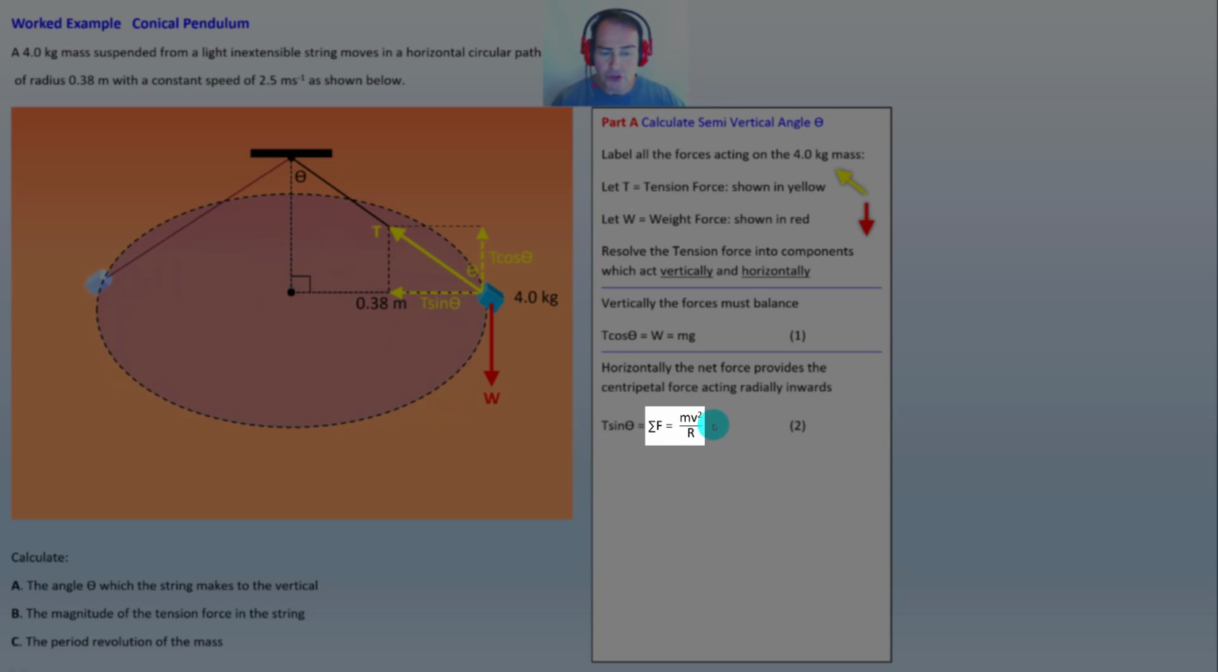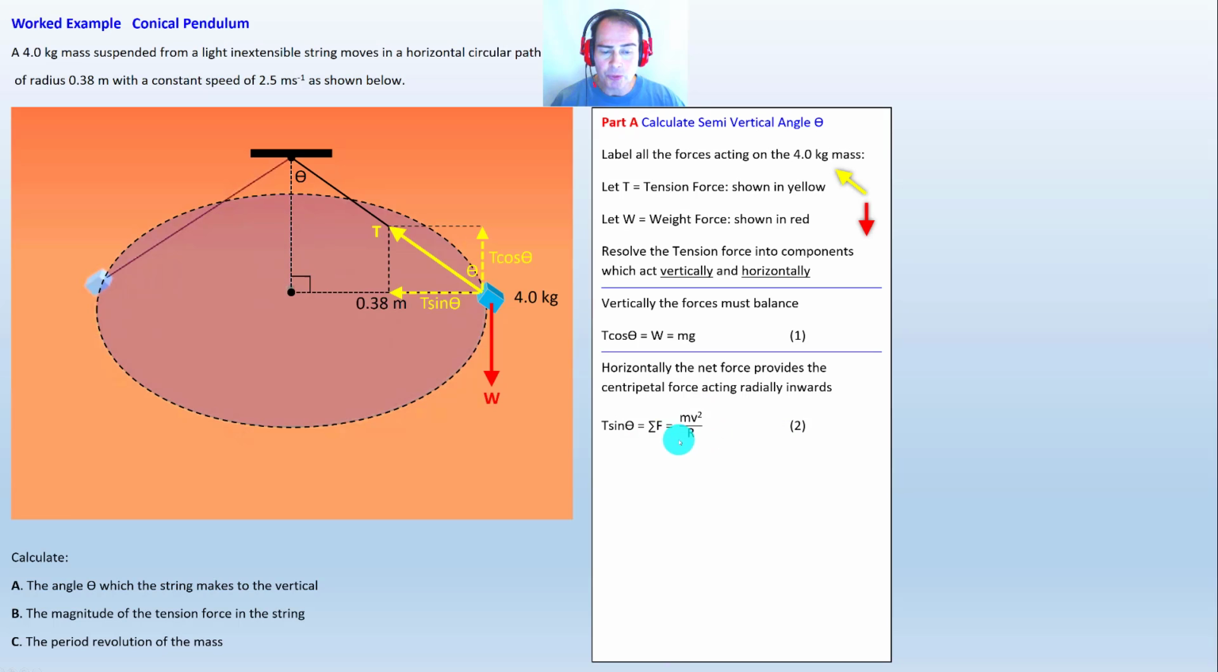Now, we haven't derived this. You're expected to know this expression for the size of the net force for circular motion. We could derive this in a later video. So this gives us our second equation. Again, two unknowns, T and theta. Mass, speed, and radius are given. So we've got two equations in two unknowns, and this means simultaneous equations.